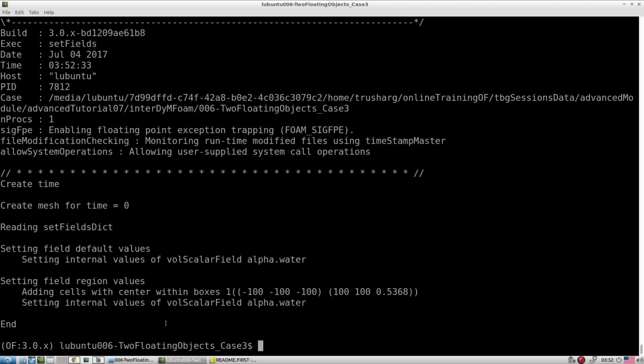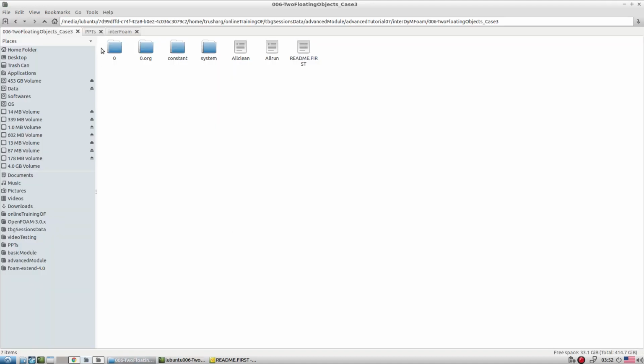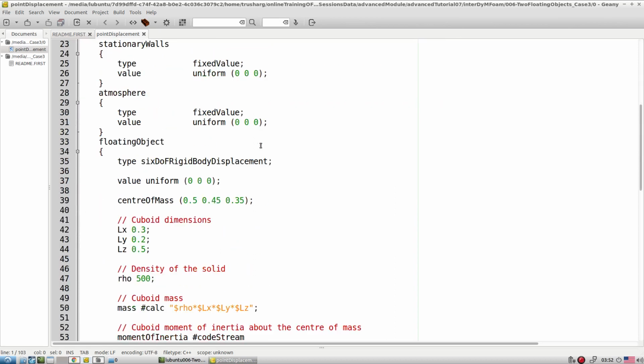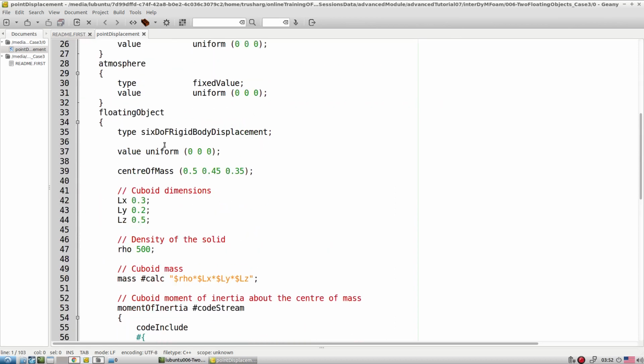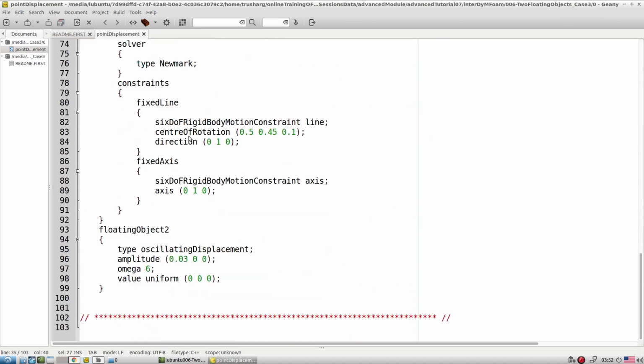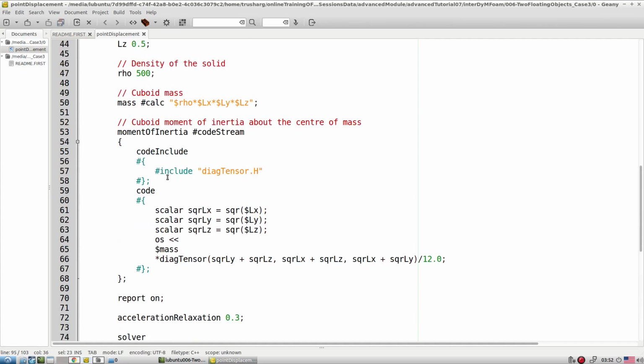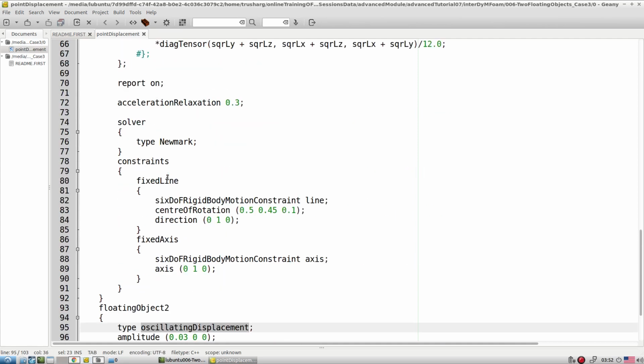Now what we require in the 0 folder, go here. For the first object we say 6 DoF rigid body motion, but for the second we are specifying oscillatory displacement motion. Depending on the oscillation of the second block, the first block will try to perturb. That is the idea behind that.